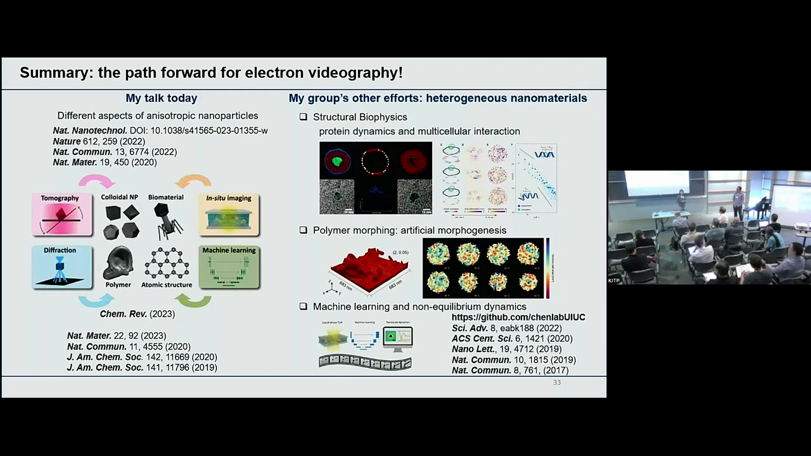I see. So you're talking about the movies of the nucleation process, right? I guess it was in the early slides. It looked like there is some bridge, a very small bridge. I don't know if it's real. Yeah, that's a great point.